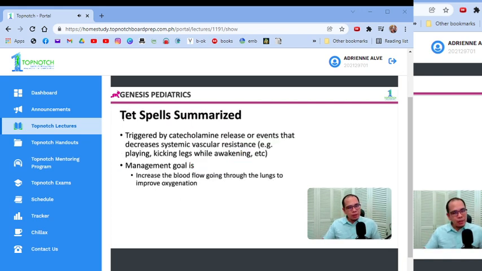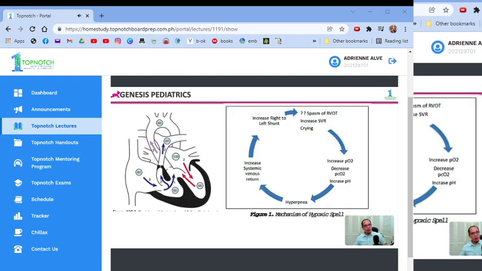So again, to summarize your TET spell, it is triggered by catecholamine release. And your management goal is to increase the blood flow going through the lungs. So gusto mong mas maraming blood ang makakalusot dun sa pulmonary stenosis papunta sa lungs. Okay? So ito yung sinasabi ko sa inyo, one of my favorite illustrations to understand your TET spell and what's happening. Let's start here.